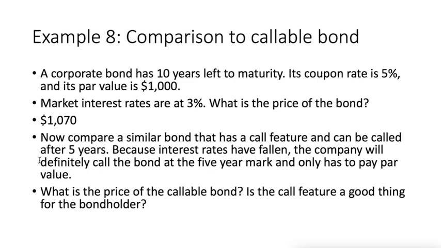Now compare a similar bond that has a call feature and can be called after 5 years. Because market interest rates have fallen, the company will definitely call the bond at the 5-year mark and only has to pay par value. So in this case, the life of the bond is no longer 10 years, but now it's 5 years, because the company can call the bond after 5 years, and because market rates are lower than 5%, they're at 3%, the company will definitely call the bond. Okay? So if that's the case, what is the new price of the bond? Is it greater or less than or equal to the current price of the bond without that call feature?